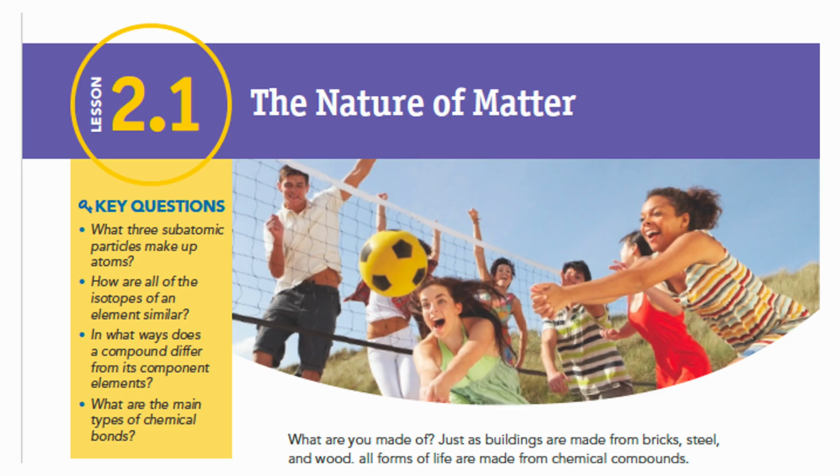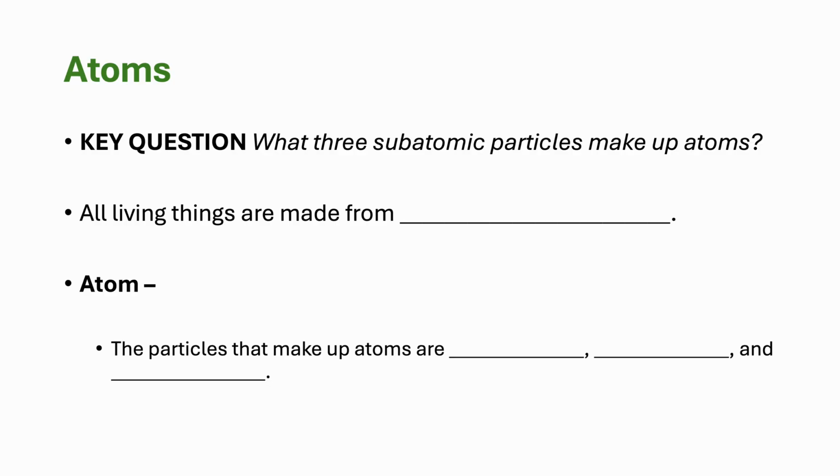So, the key questions we're going to tackle here are: what are the three subatomic particles? Subatomic means smaller. How are all isotopes of an element similar? In what ways does a compound differ from its component elements? And what are the main types of chemical bonds? So let's start with our first key question here. What three subatomic particles make up an atom?